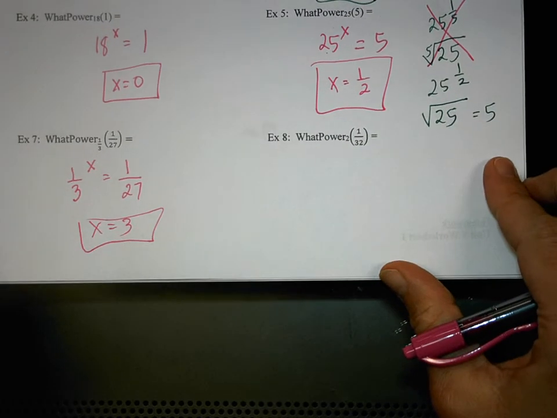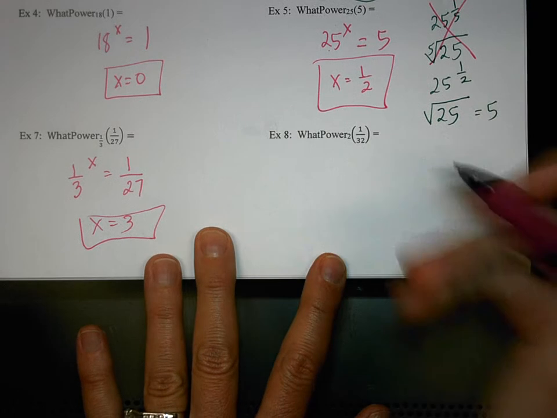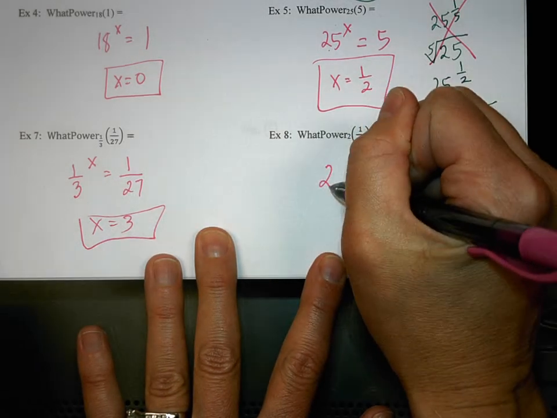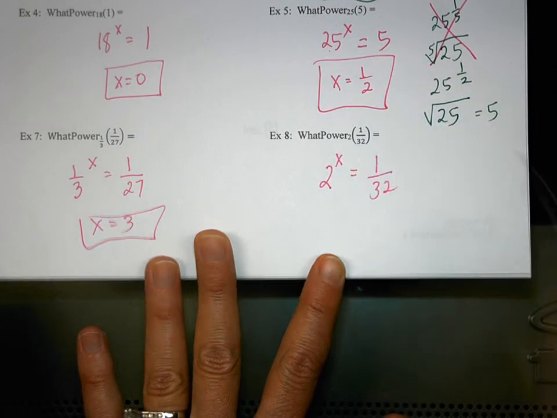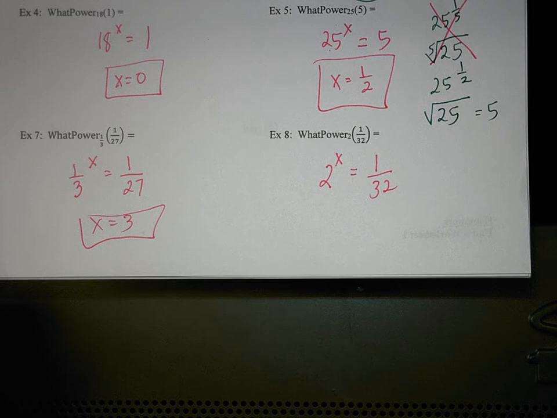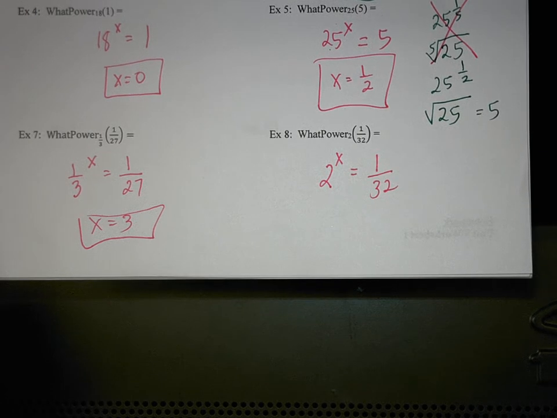Okay, what are we going to do on example 8? How will I first write it? 2 to what power equals 1/32? Now, there's 2 things that we're trying to figure out here. First of all, what do I need to do to the exponent in order to make it a fraction? A negative. Okay, a negative will flip it. And then 2 to what power is 32? 5. So therefore, what's my answer? -5.